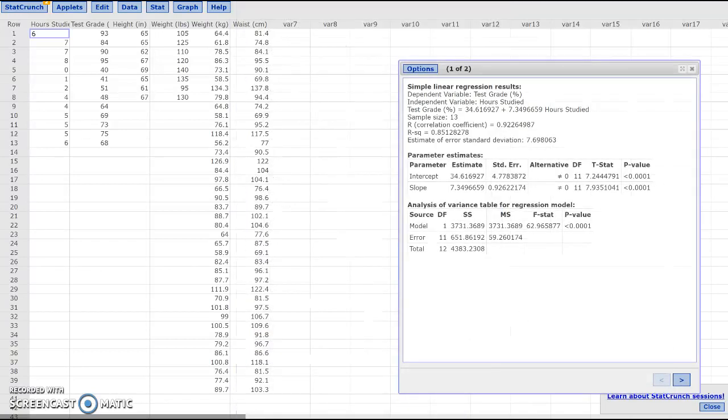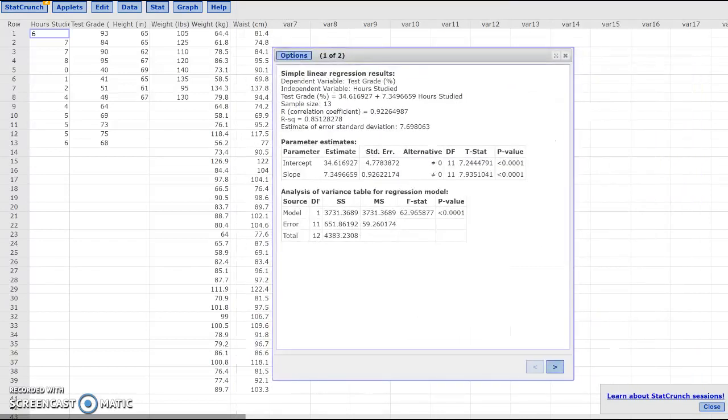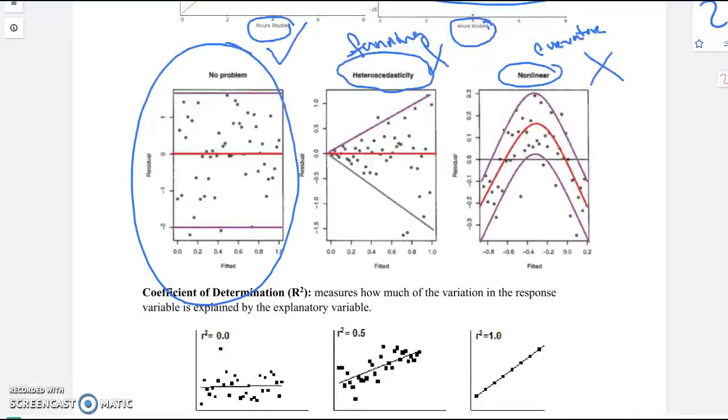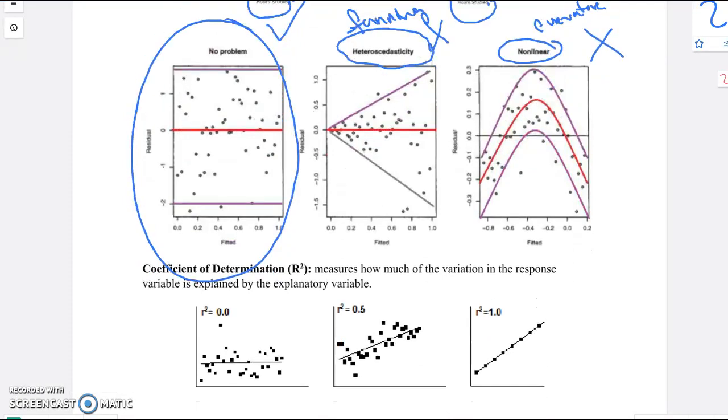So everything is still there. It's not that hard to view. Here is basically all of your stuff, and then you're going to click on that. This is your residuals versus your hours studied. So this is very easy to access. Okay, so that's one way that you can see the effectiveness of linear regression.